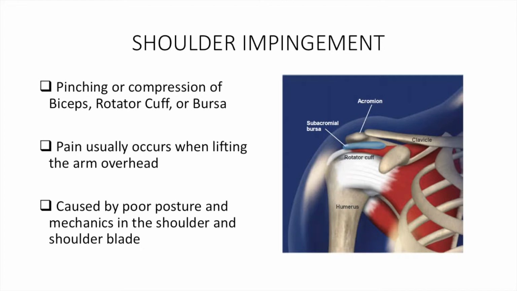So pain usually occurs when you lift your arm over your head, and this is typically caused by poor posture and mechanics in the shoulder and the shoulder blade. The joint of the shoulder is a small ball and socket. When you lift your arm, the muscles that control the shoulder blade have to move it at the same time the arm is lifting to make sure that space is clear. When the muscles aren't working properly, or when your posture is poor, that space is narrowed and the muscles don't do their job to make that space clear. And what happens is those tissues, whether it's the biceps, the rotator cuff, or the bursa, get pinched.